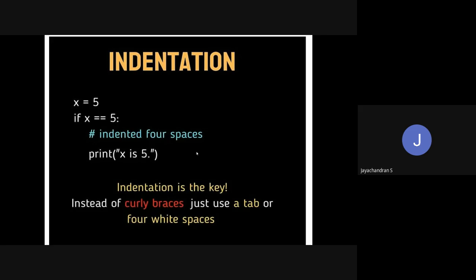So see, x equal to 5, then if x equal to 5. Here we are giving 4 spaces, or otherwise you can use the tab key. So instead of curly braces we are using just a tab key or 4 white spaces. So this is the indentation. Just check one program, then you can understand the indentation also.